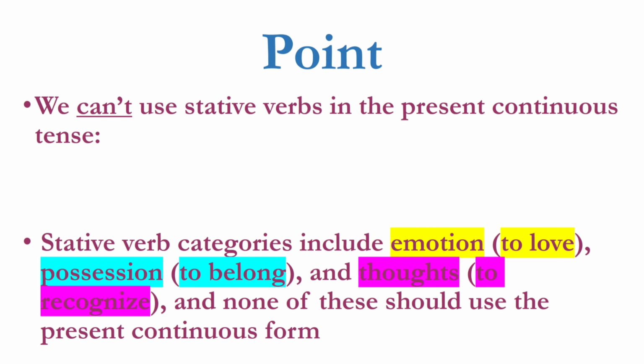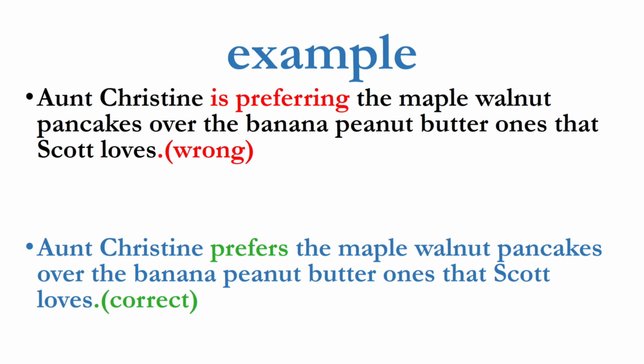There are some points in this case. We can't use stative verbs in the present continuous tense. Stative verb categories include emotion, to love, possession, to belong, and thoughts, to recognize, and none of these should use the present continuous form. Example: Aunt Christine is preferring the maple walnut pancakes over the banana peanut butter ones that Scott loves. This is wrong, because prefer cannot be in progressive form. The correct form is: Aunt Christine prefers the maple walnut pancakes over the banana peanut butter ones that Scott loves.